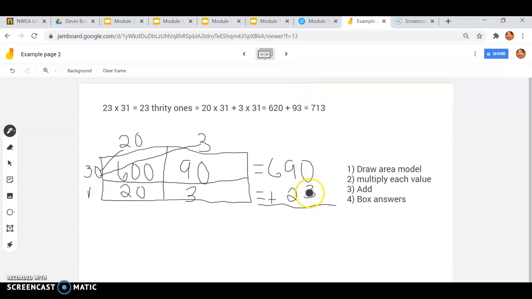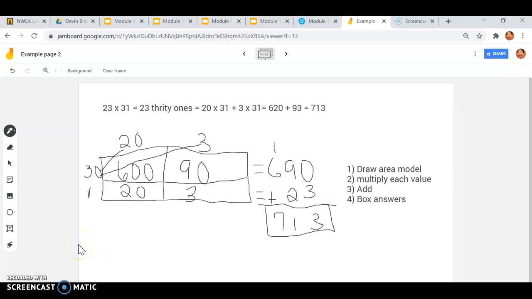So then when you add them, you're going to get 0 plus 3, which is 3. 9 plus 2, which is 11. And then 6 plus 1, which is 7, right? And then we just box our answer, right?